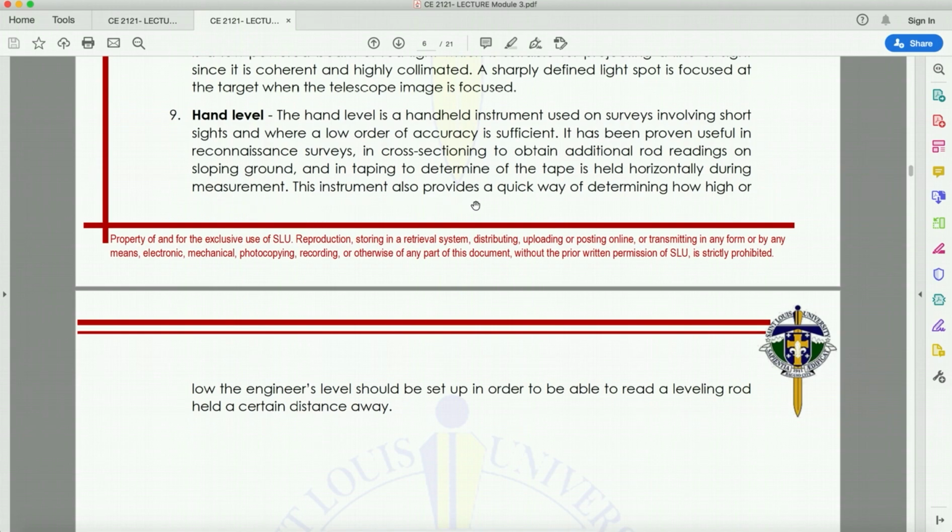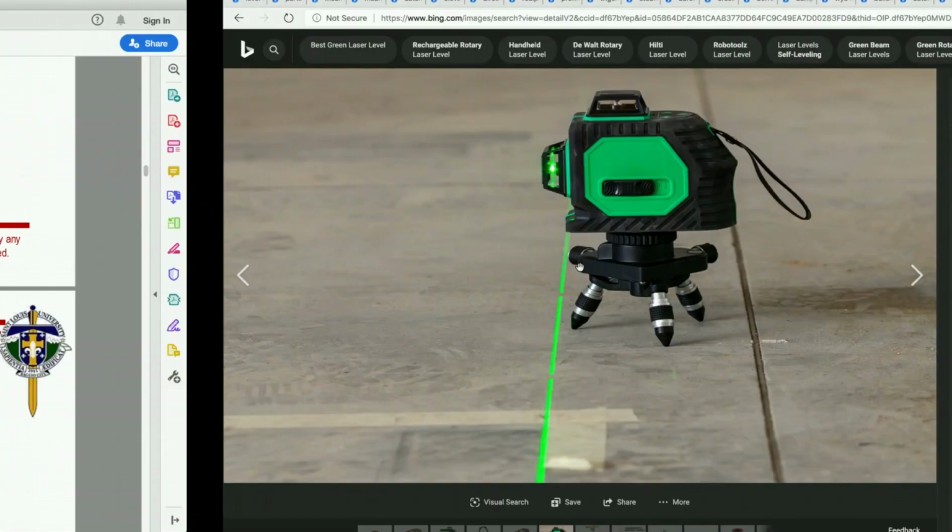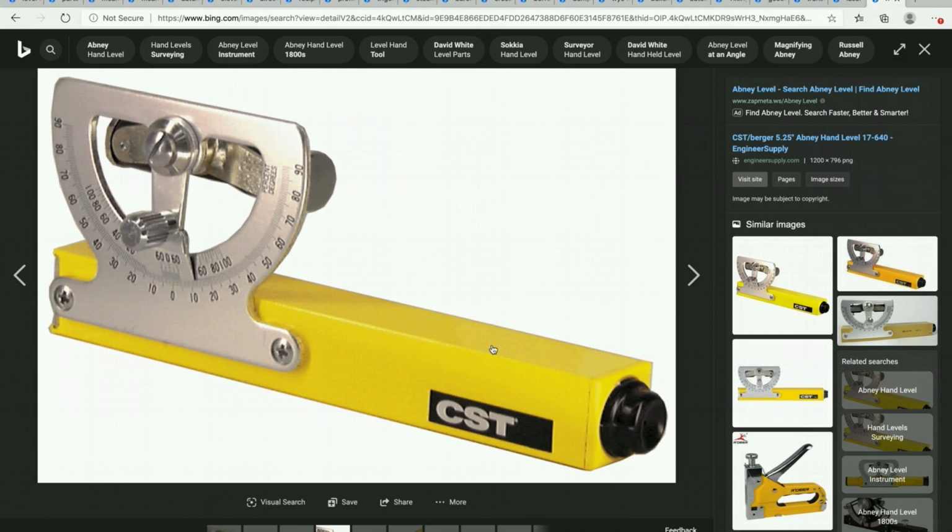This instrument also provides a quick way of determining how high or low the engineer's level should be set up in order to be able to read a leveling rod held a certain distance away. So, hand level is this. This is how a hand level looks like. Okay?